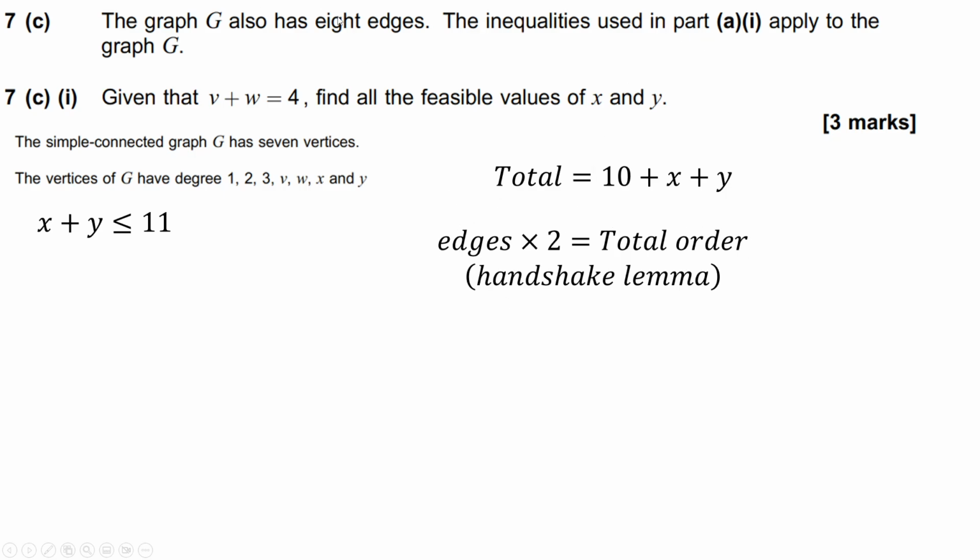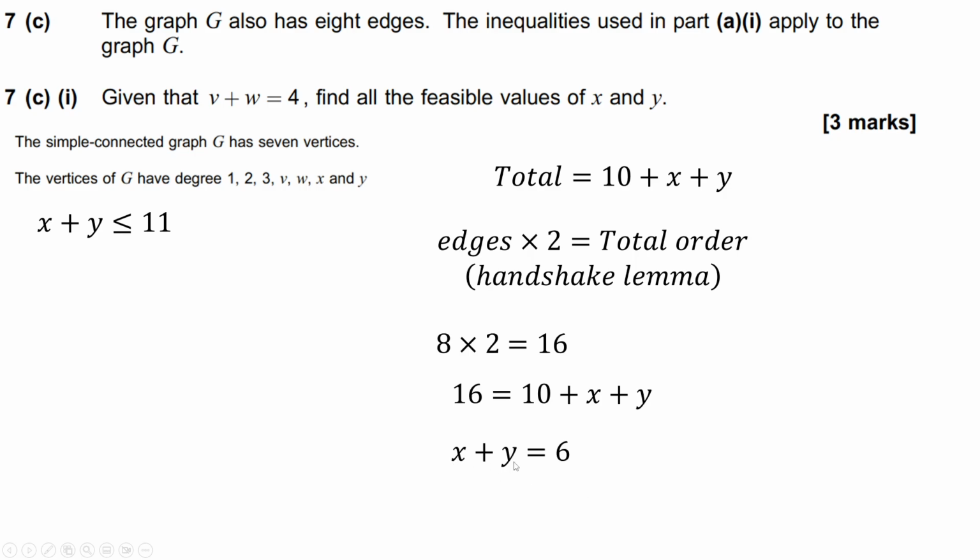So the number of edges is 8. 8 times 2 is 16. So we know that this here must equal 16. Okay, so we get 16 equals 10 plus x plus y. So we get x plus y equals 6. Now, find all the feasible values of x and y. Well, we know that they have to be integers, so it's actually not too many values it could be.